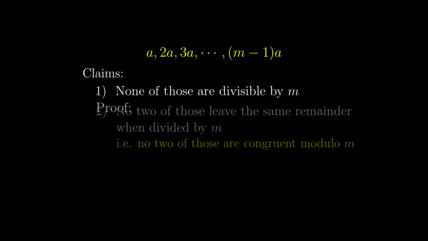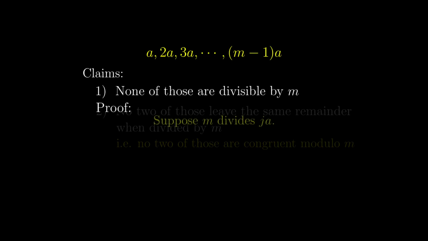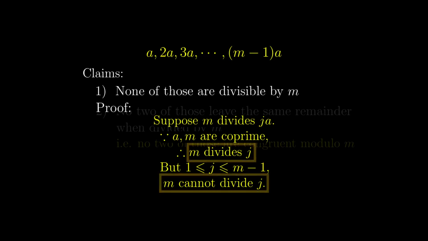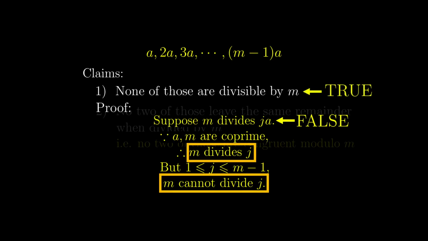For the first claim, let's suppose ja is divisible by m. Since a and m are coprime, j is divisible by m. However, j should be the values from 1 to m minus 1, none of which should be divisible by m, so there exists a contradiction. Hence, there is no such j in the first place, and so the first claim is proved.